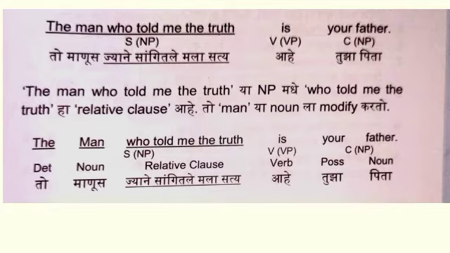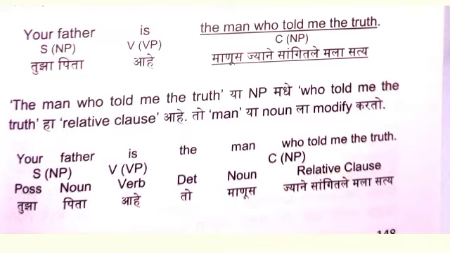In the phrase, the man who told me the truth, who told me the truth is actually a relative clause. It modifies the noun man. As it modifies the noun man, it is called a relative clause because it is related to the noun man. Now look at this sentence.